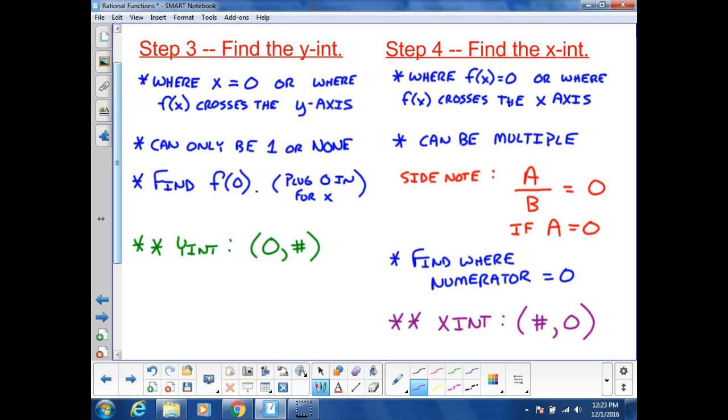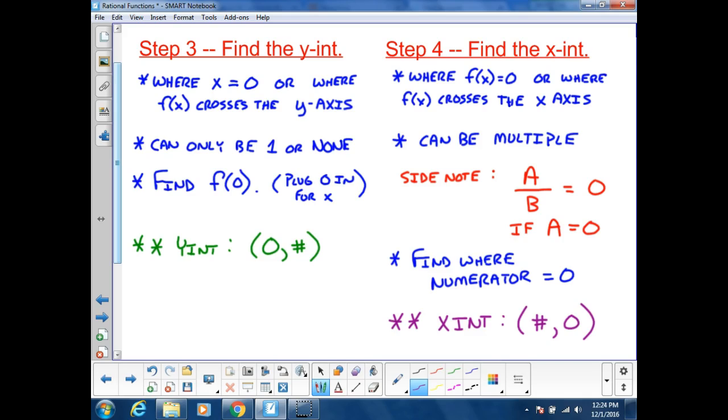Back side of your note card should have, for step 1, it's wherever the denominator is equal to 0. For step 2, top bigger than bottom, none. Bottom bigger than top, y equals 0. Same over same, y equals a over b. Step 3, it should have find f of 0, and then give it in the point 0, comma some number. Step 4 should have numerator equals 0, and then the form of the answer is number equals 0, or number comma 0 is my x-intercept. Okay? So that should all be on your note card. Okay? In preparation for tomorrow.